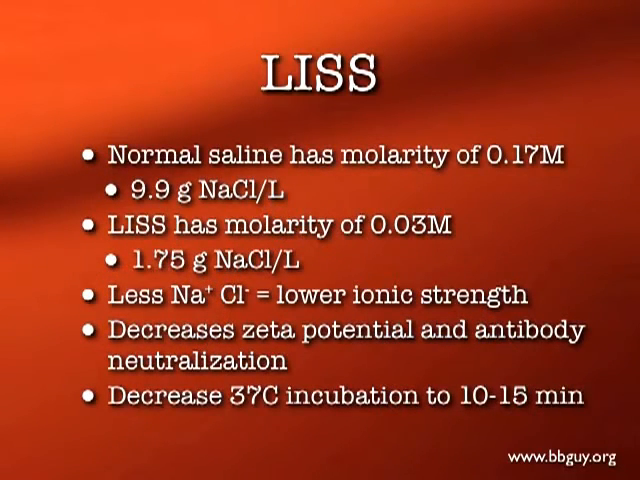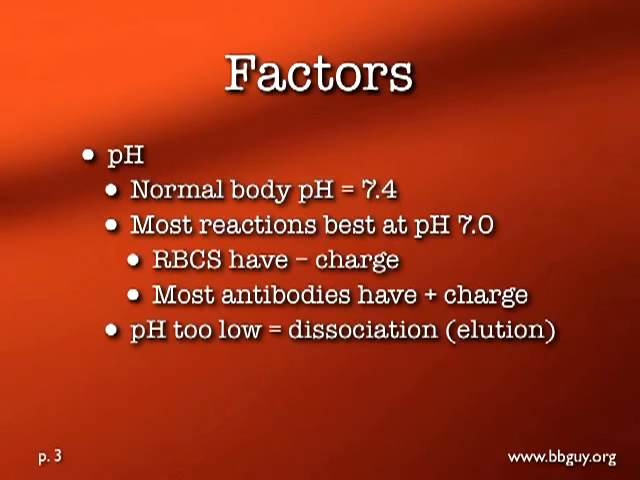The most important facts are found in the second and fourth bullet, which is basically that normal saline, by comparison to low ionic strength saline or LIS, has about 4 times more sodium and chloride ions. That's the bottom line with it. So LIS helps potentiate reactions as a result of that. More on potentiators in just a second.